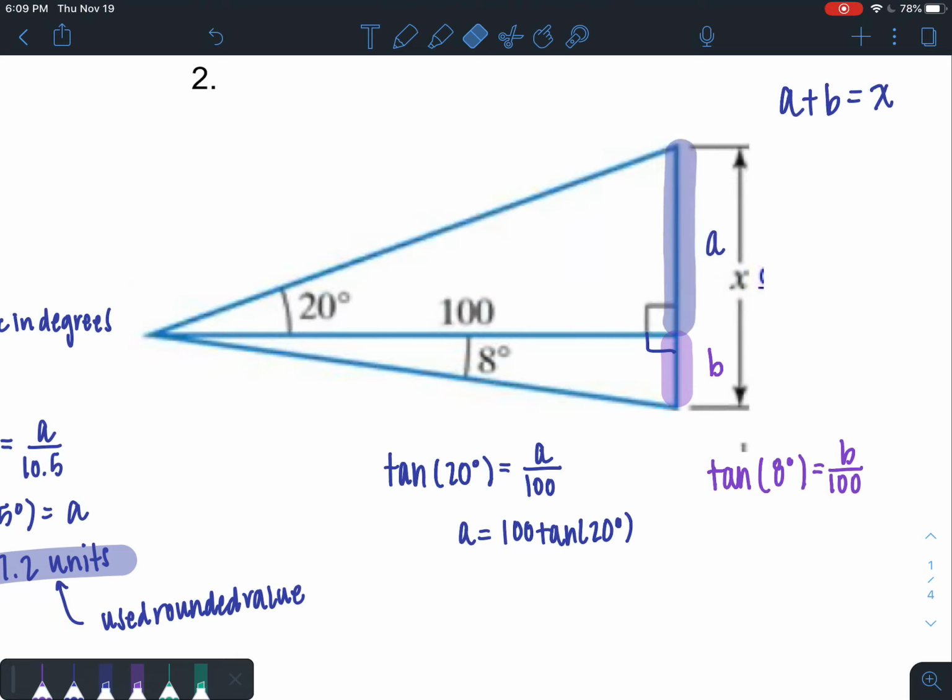Okay, so then I'm going to erase that. And then I want to multiply both sides by 100, so I have B is equal to 100 times tangent of 8 degrees. Now remember, we don't want to round until the end, but I know that X is equal to A plus B, so it's equal to 100 tangent of 20 plus 100 tangent of 8 degrees.